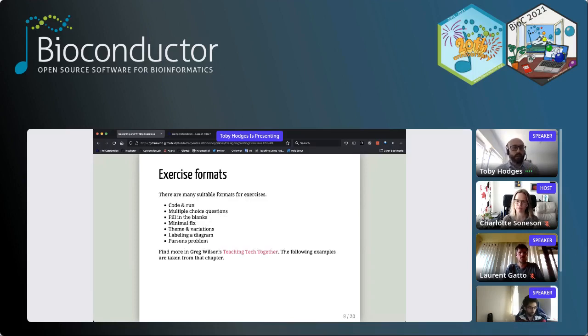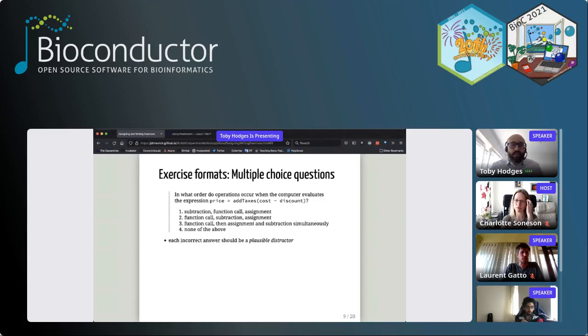So in the next section, I'm going to go through a few examples of some different formats that might be suitable for exercises for lessons on Bioconductor topics. These are examples that are taken from Greg Wilson's book, Teaching Tech Together, that Jenny mentioned in the introduction as well, and that I highly recommend checking out. There is a whole chapter in that book that's devoted to different formats for exercises, and it covers a lot more options than I had space for in this presentation.